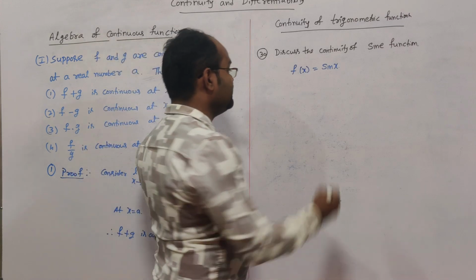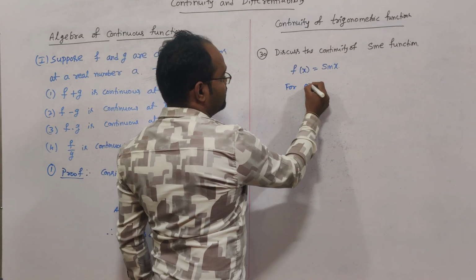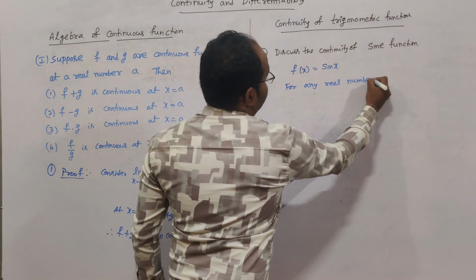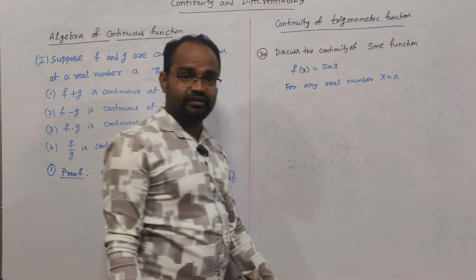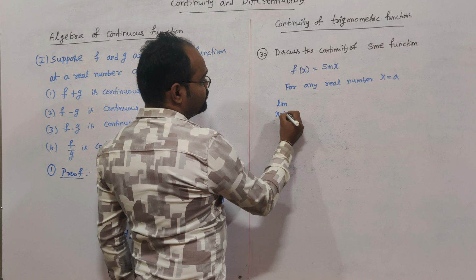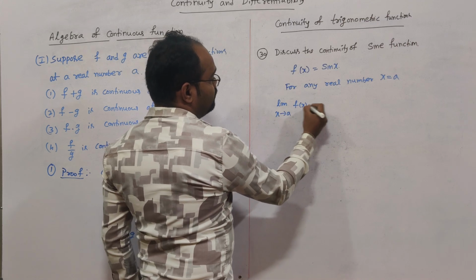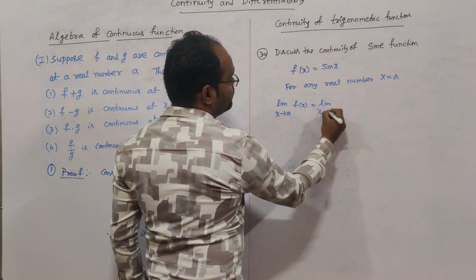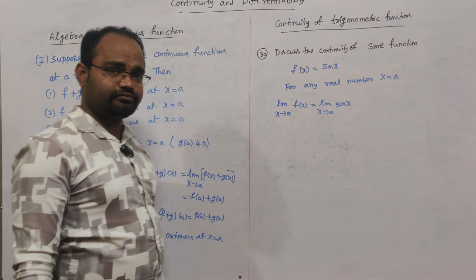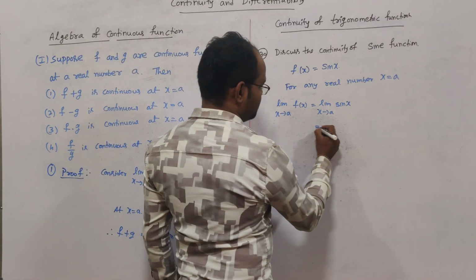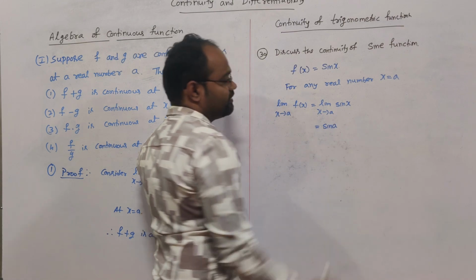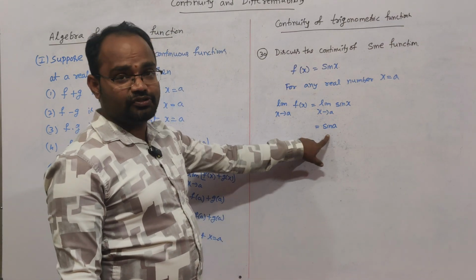Now for any real number, take x is equal to a. Limit as x tends to a of f of x, that is, limit as x tends to a of sin x, this is nothing but sin a. We know this from first PU course.